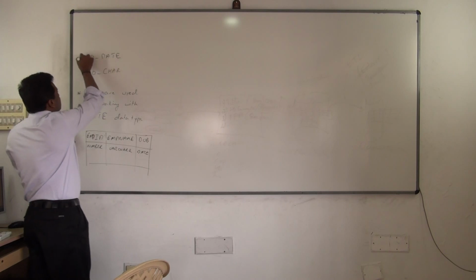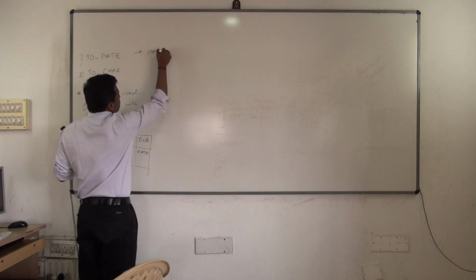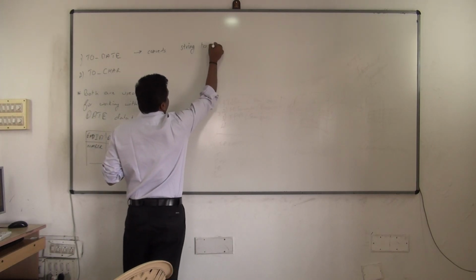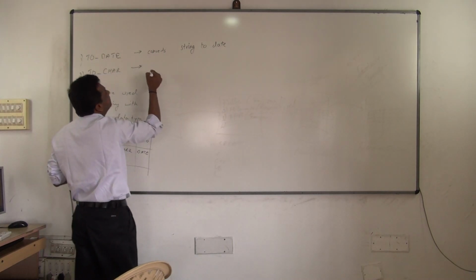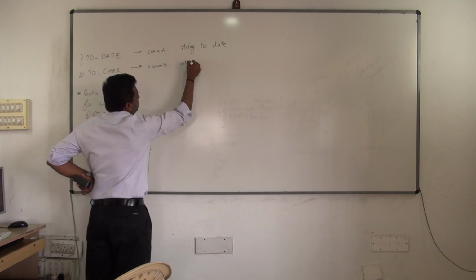Okay. Now what does to_date do? Very simple. It converts string to date. And what will this do? to_char? It converts date to string.